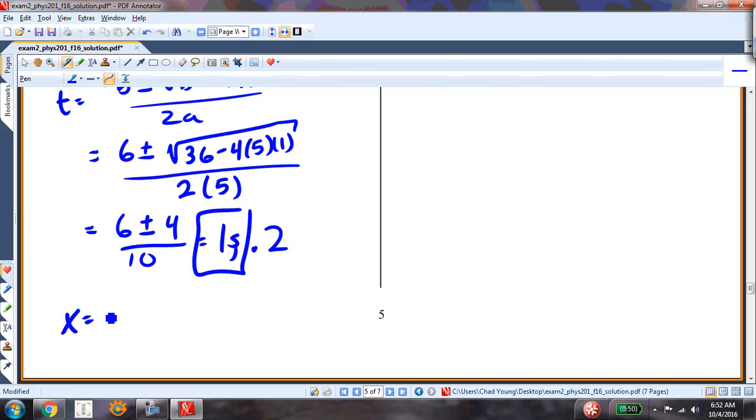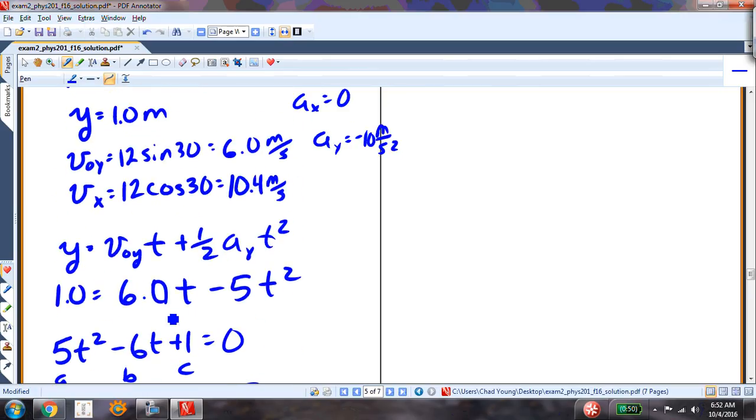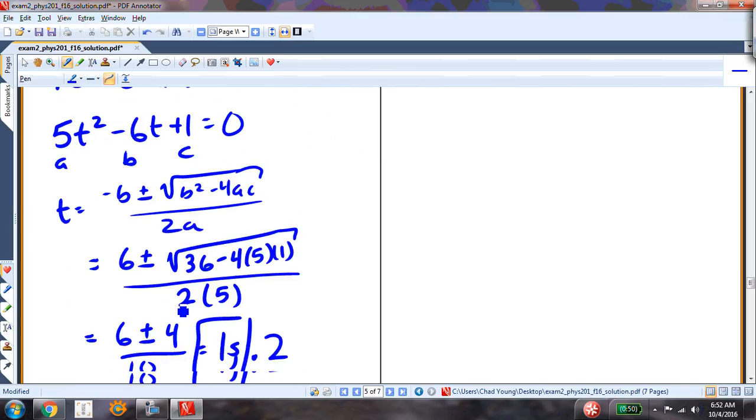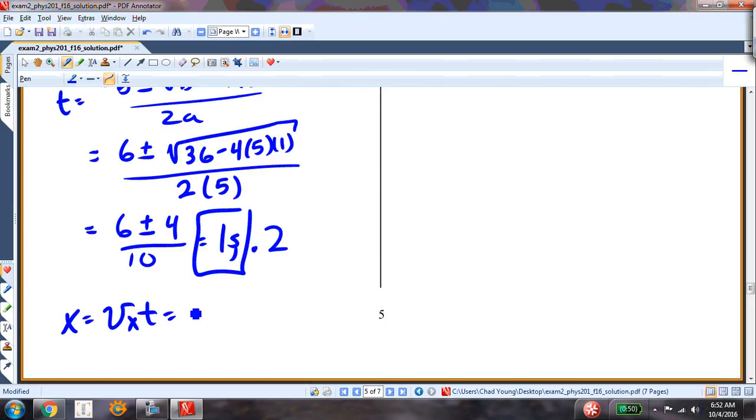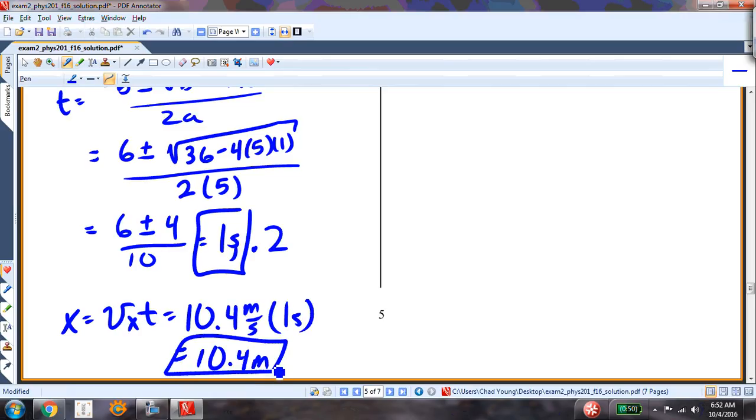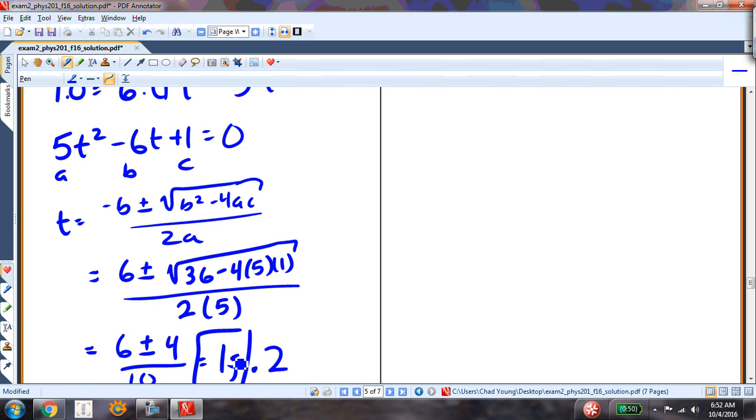And then also, what is the x displacement? That's going to be vx times t. See, our vx was 10.4 meters per second times 1 second, or 10.4 meters. All right, 1 second and 10.4 meters.